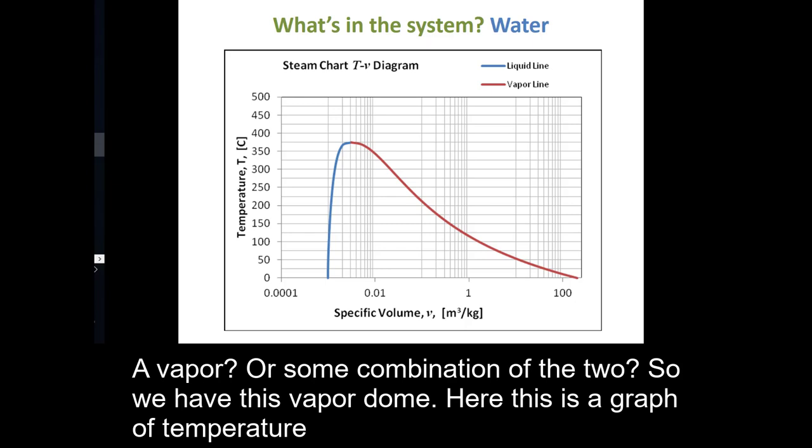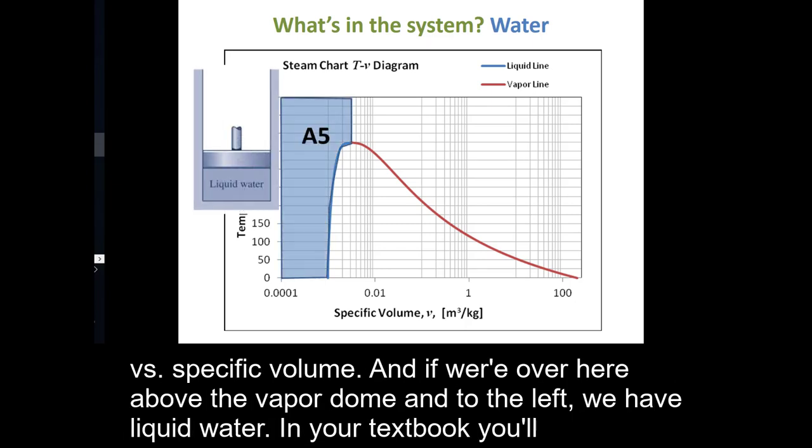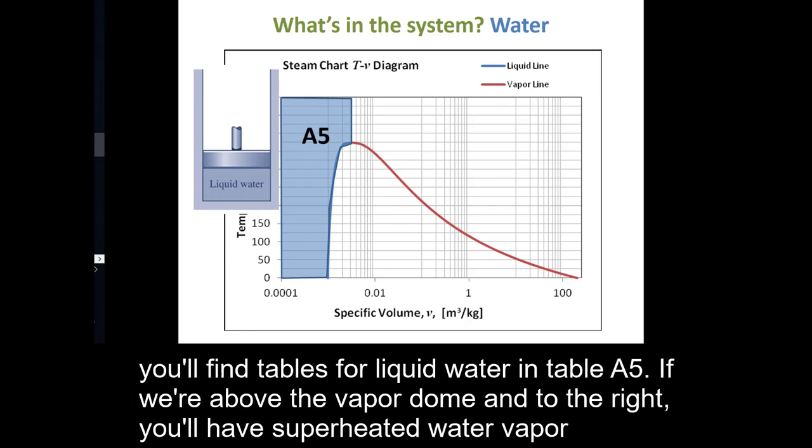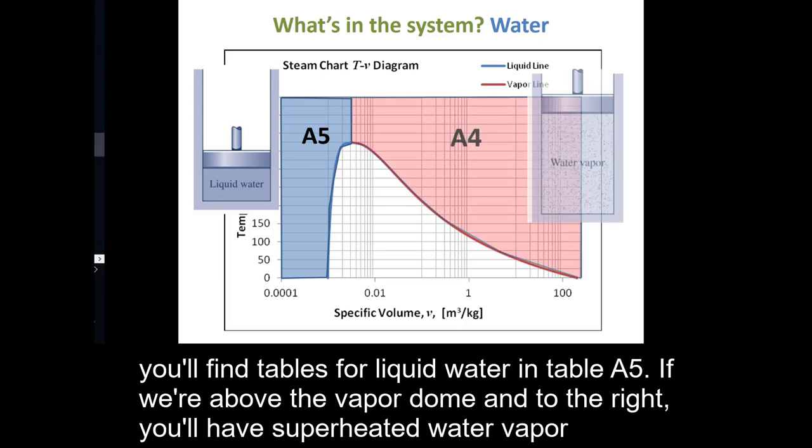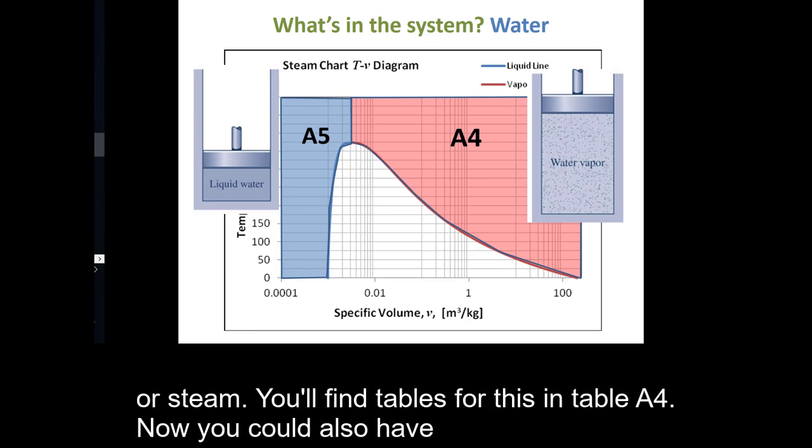Here, this is a graph of temperature versus specific volume. And if we're over here above the vapor dome and to the left, we have liquid water. In your textbook, you'll find tables for liquid water in table A5. If we're above the vapor dome and to the right, you'll have superheated water vapor or steam. You'll find tables for this in table A4.